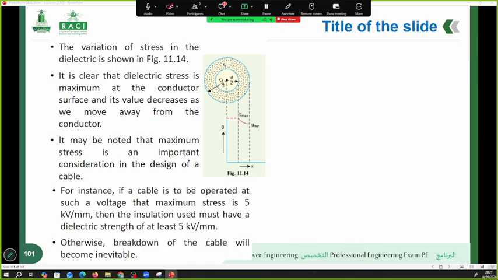In short, when designing or choosing insulation for cables, you must always consider the maximum dielectric stress rather than the average stress. This ensures safety, reliability, and longer lifespan for a cable.